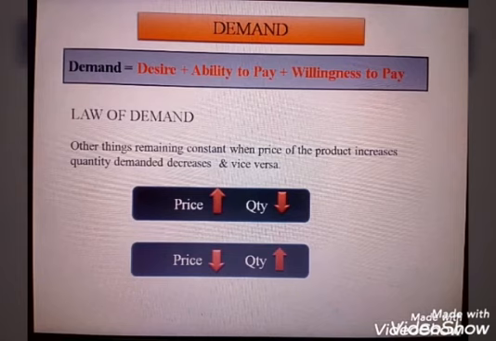Next, law of demand. Other things remaining constant, the term we call ceteris paribus. That is, ceteris paribus means other things remaining constant. When the price of the product increases, quantity demanded decreases and vice versa. In simple words, when the price of the product increases, the quantity demanded will decrease, and when the price of the product falls, the quantity demanded will increase. That means there is an inverse relationship between the price and quantity demanded of a product.